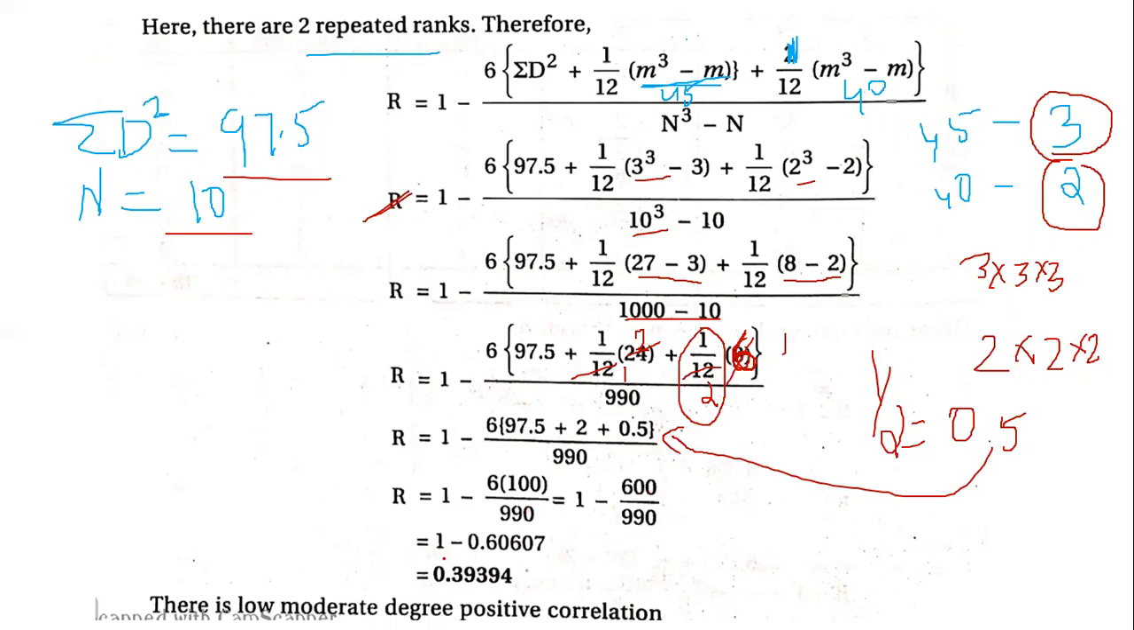Next, final step, 1 minus 600 by 990 will give me 0.60607. So that is the total value. Now once you subtract these two, you get the correlation coefficient, that is 0.39394.